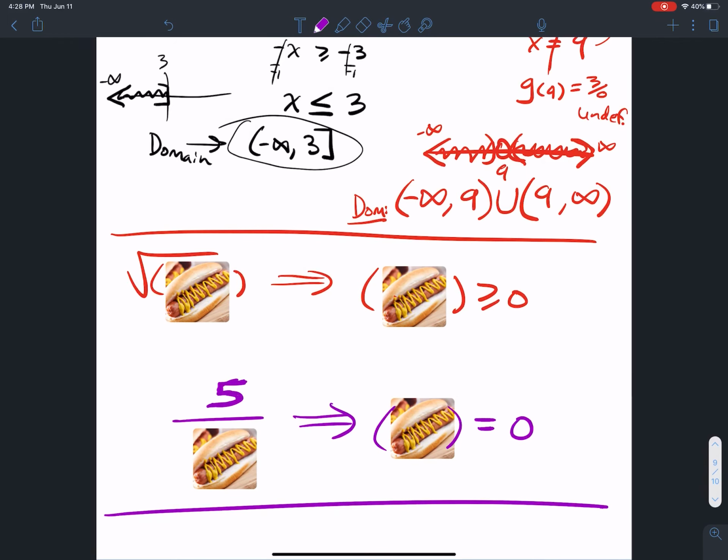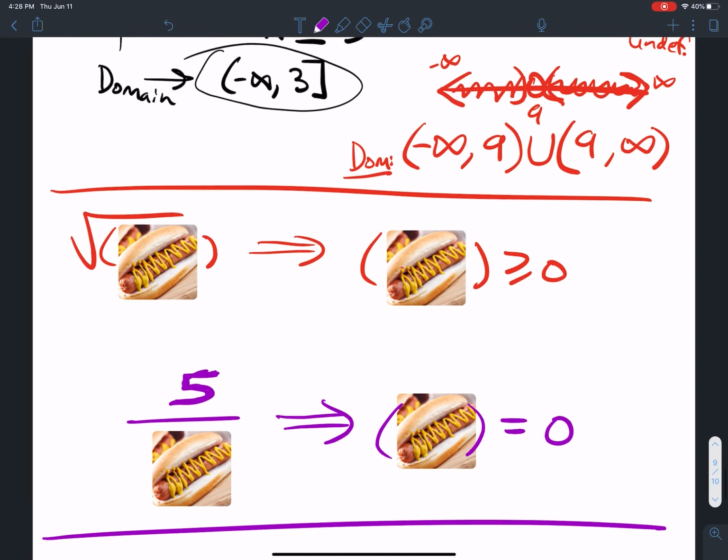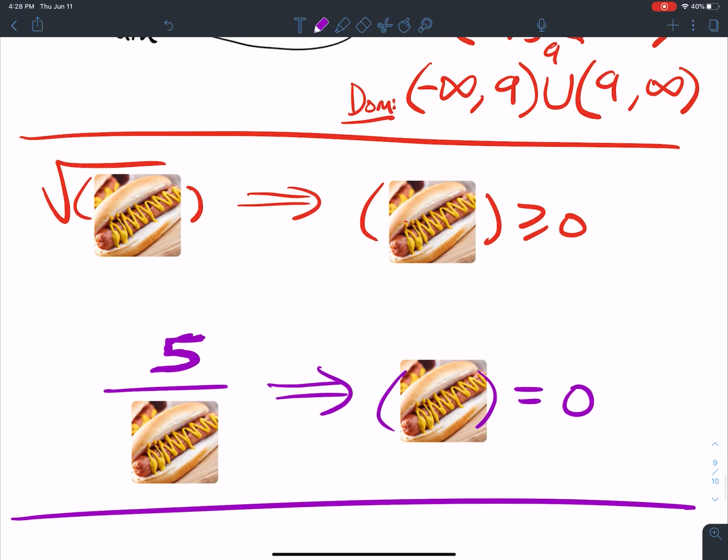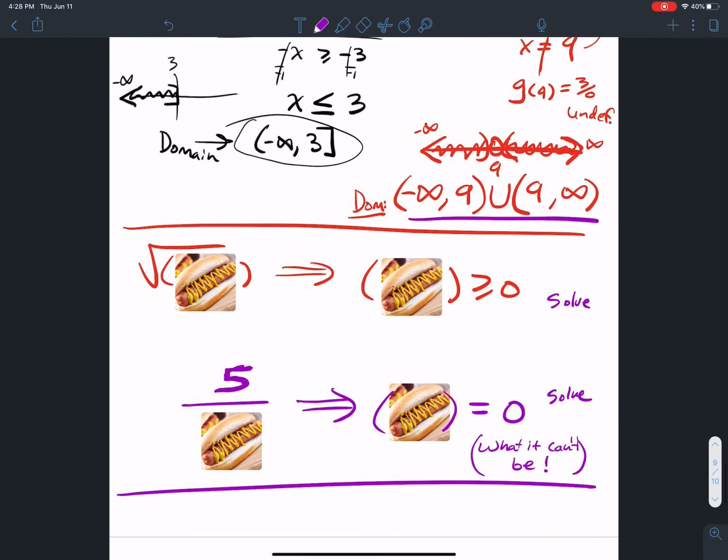So those are the two things you've got to watch out for when you're looking for domain, okay? So a solve and a solve. All right, and then this tells me what it can't be. Right? Tells me what it can't be. And so then I do everything but that value that it was.